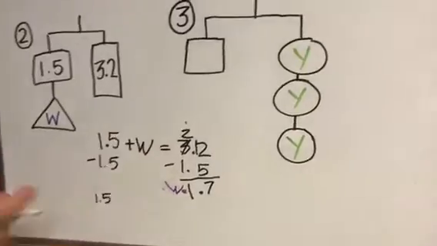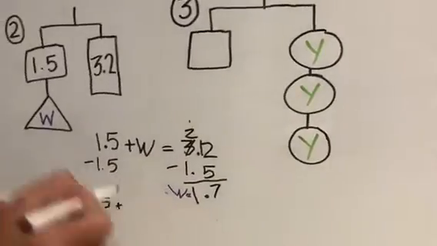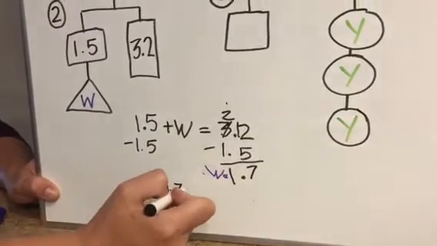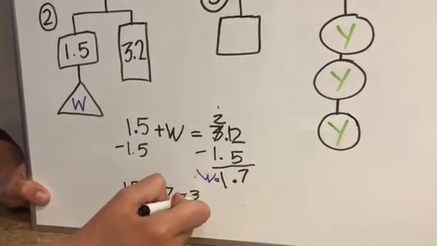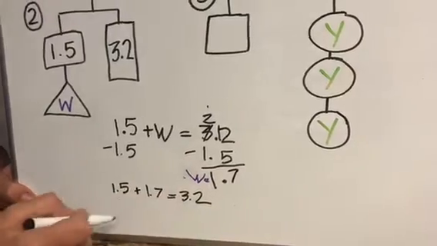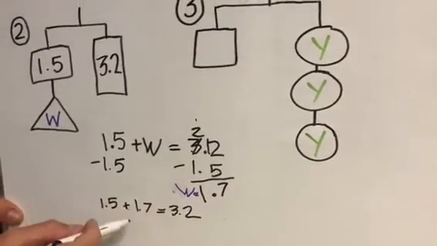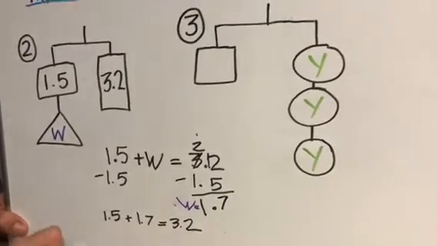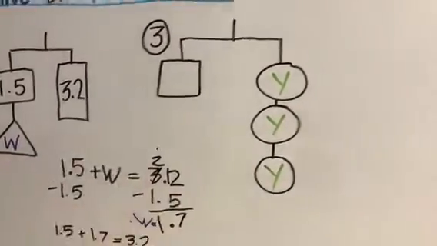into the problem. So we know that 1.5 plus W, which is 1.7, equals 3.2. Does that fit? 7 plus 5 is 12. Bring the 1 over, 3.2. Yes, it does. Okay? Let's go ahead and look at this one now.